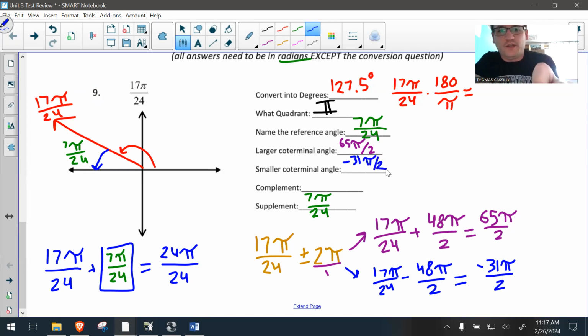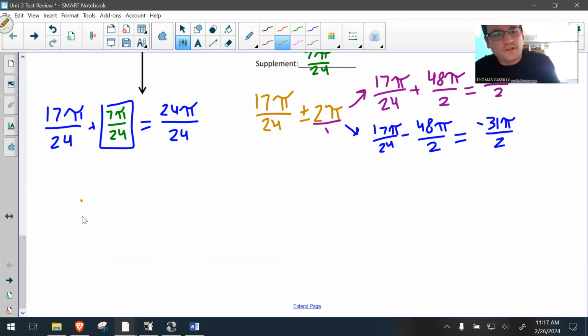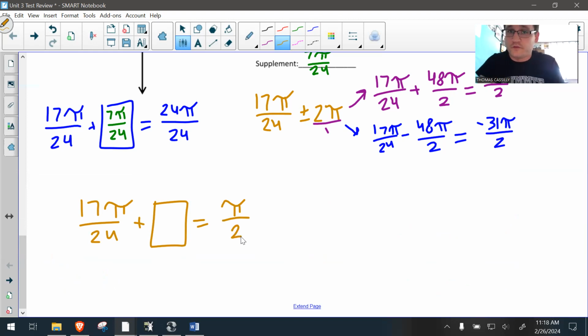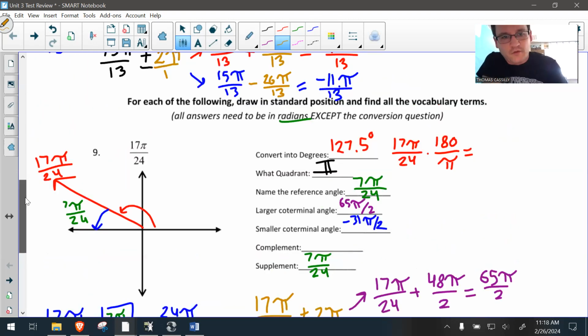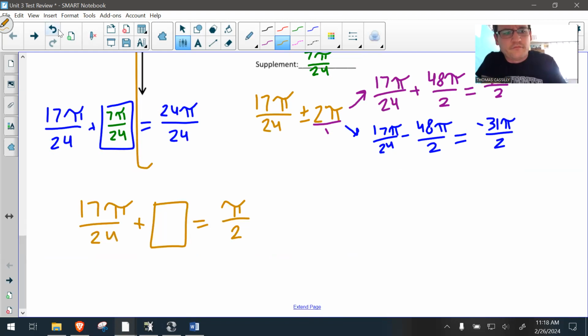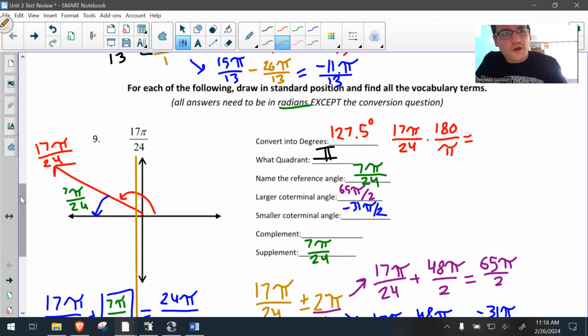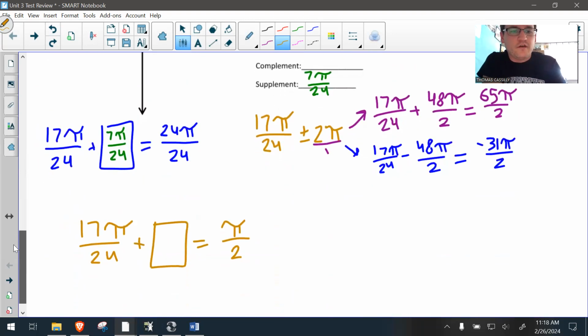Right? And the last thing we need is the complement here. So the complement needs to get us to half of that. So let's see here. 17 pi over 24 plus what gives us pi over 2. Right, remember, pi over 2 is that halfway point, this angle right here. This angle right here is, what is that? Pi over 2. So we're pretty much thinking, all right, what is that angle going to give us?